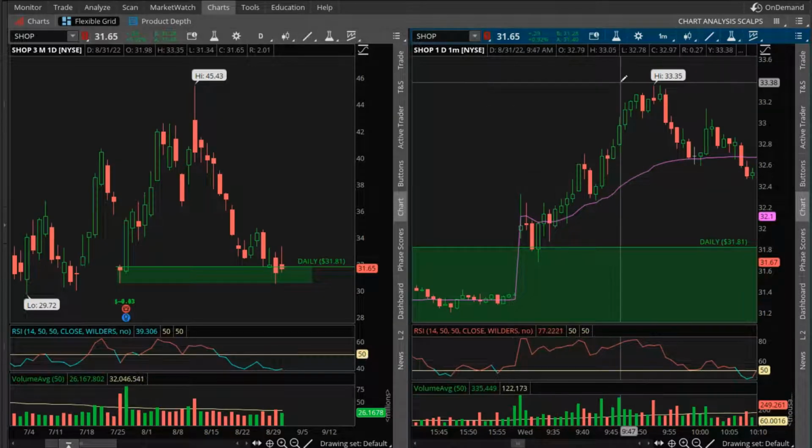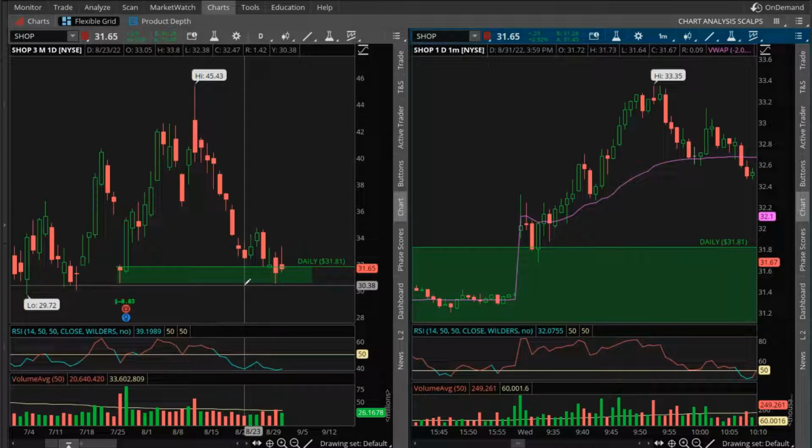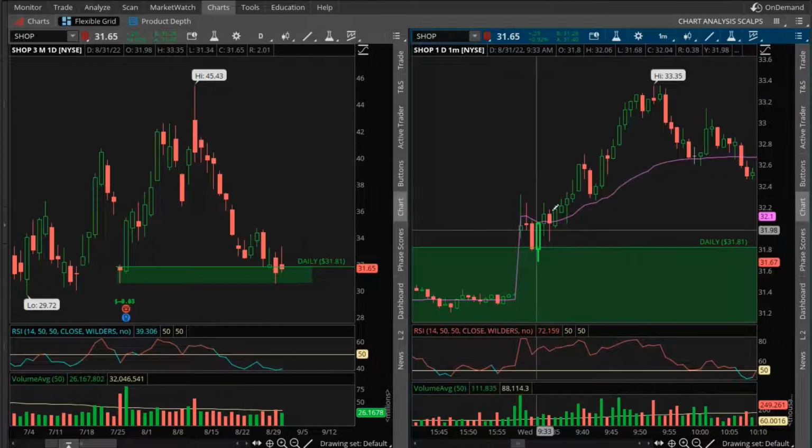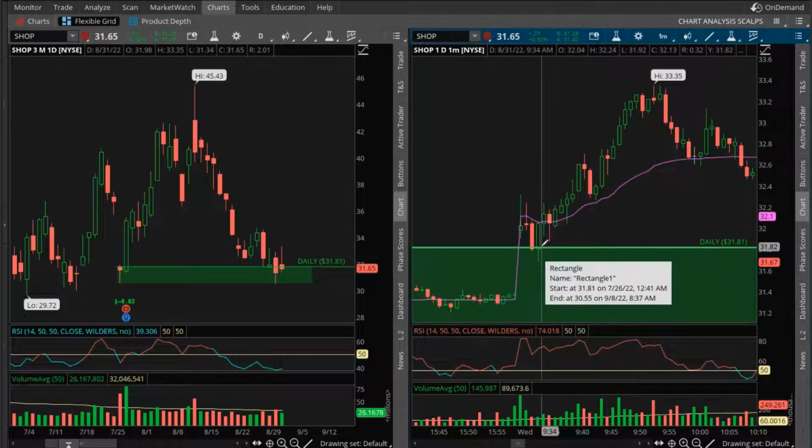So the options moved extremely well in this move, and this was a great play to take advantage of because Shop is a cheaper name and the option premiums move very well. So we saw how we got the demand zone on the 3-month, 1-day time frame, and then you could see on the 1 minute how price reacted once we got the open above the top of the range, and then we used it as support.